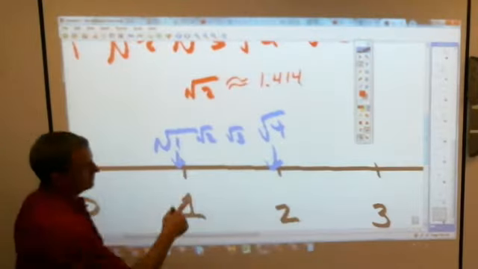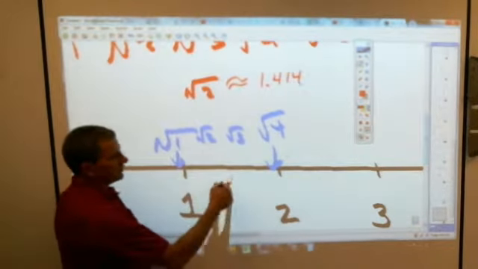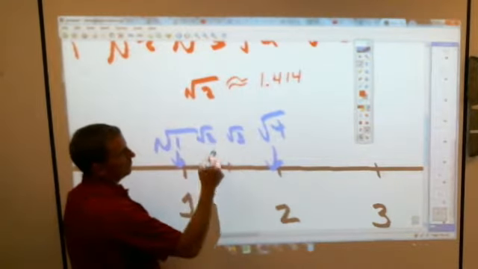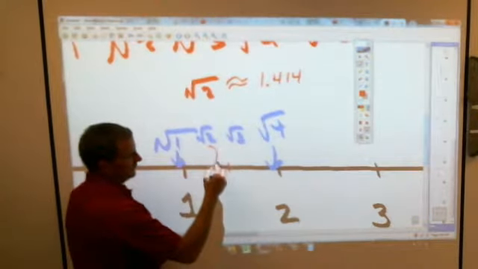Which means the square root of 2 falls where in our number line? Here's 1.5. Let's make that half. So 1.414 is probably about right here.